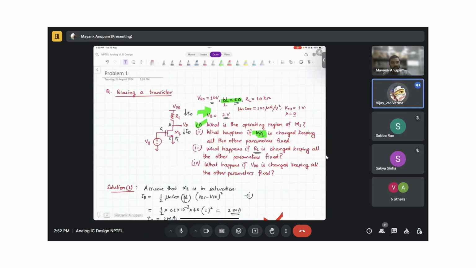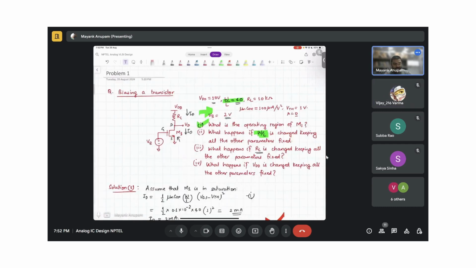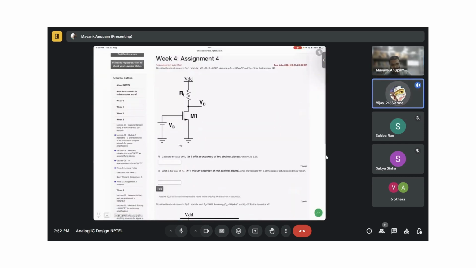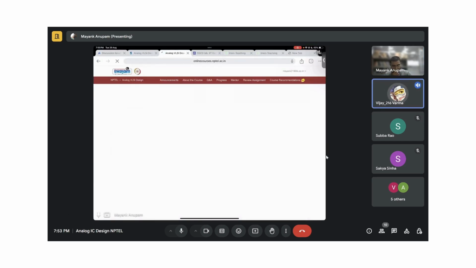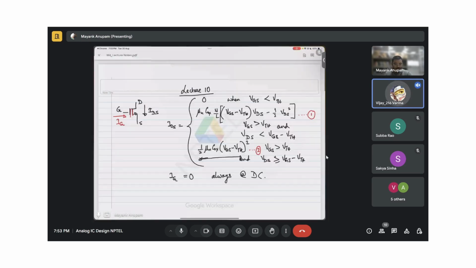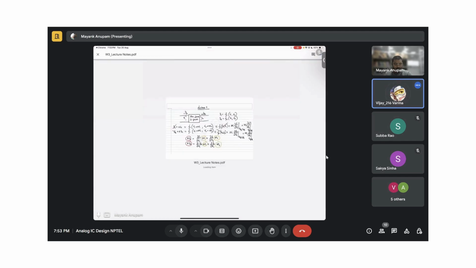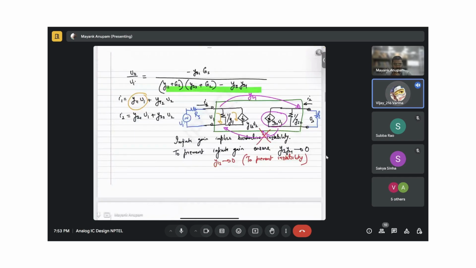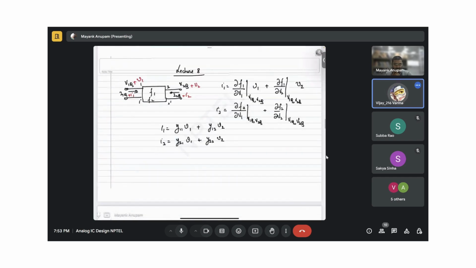Sir, can I ask a doubt from week 3? What is the doubt? In week 3, module 8, I have a doubt on the topic, MOSFET as a two-port network. We have framed the MOSFET as a two-port network in module 8, right, sir? Yes.